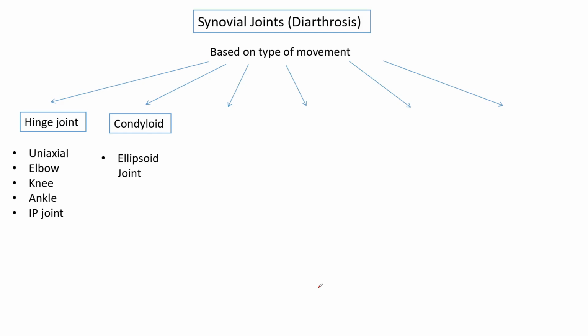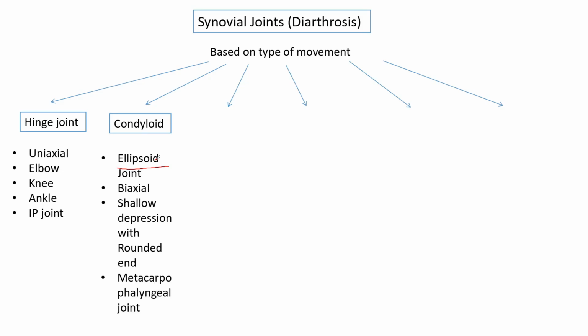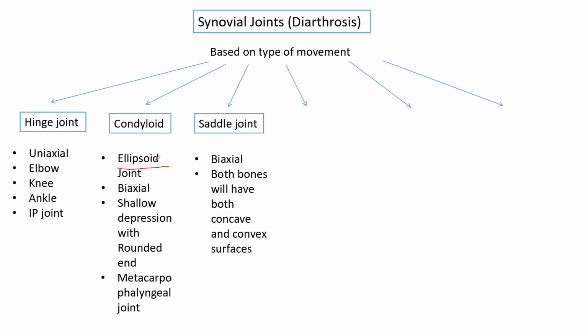The condyloid joint allows movement in 2 planes. It is also known as an ellipsoid joint. In a condyloid joint, there is a shallow depression at one end with a rounded end at the other end, and the examples are metacarpophalangeal joints. The saddle joint is also a type of biaxial joint. However, here both bones will have both concave and convex surfaces, and the only example is the first carpometacarpal joint.